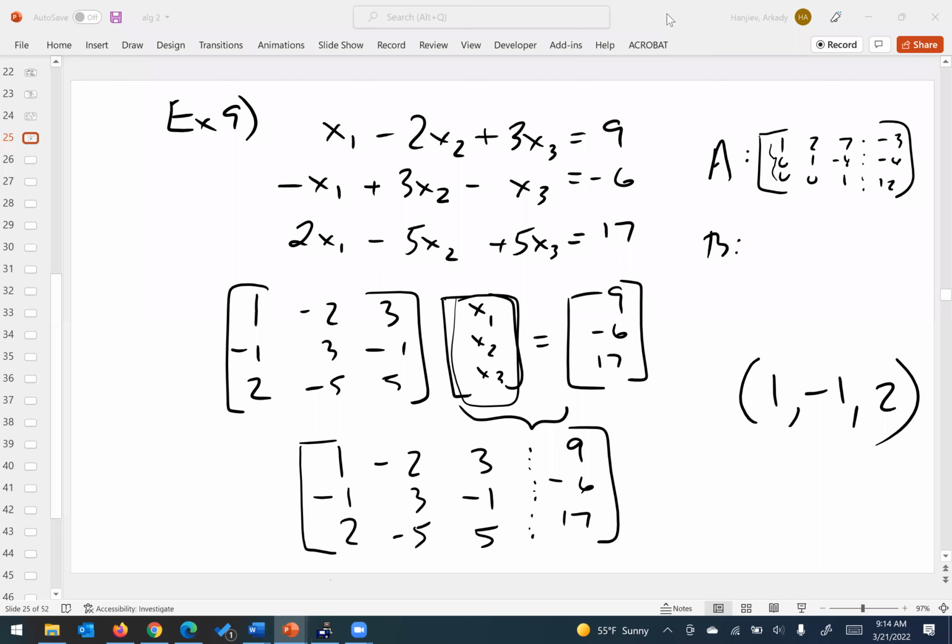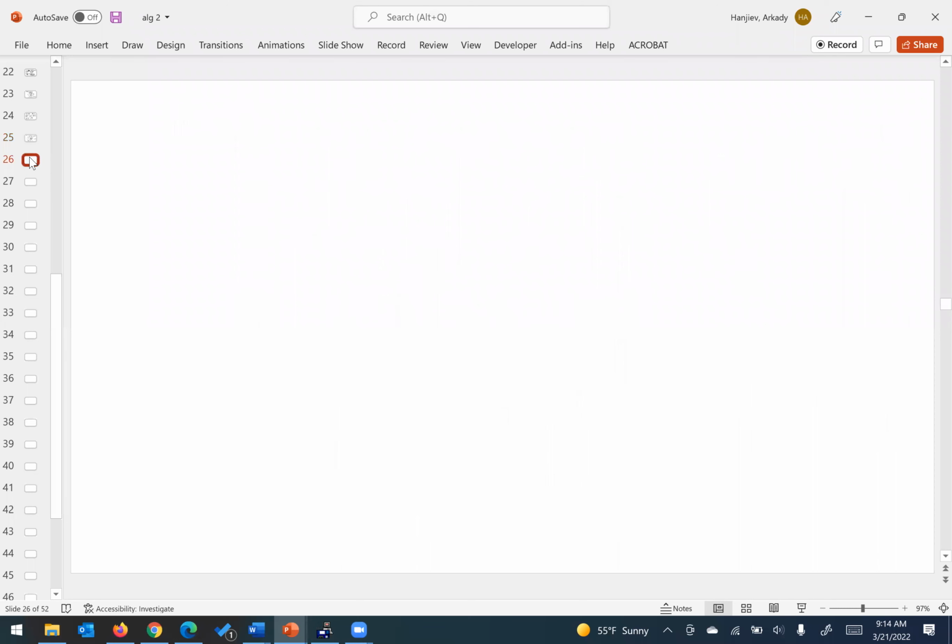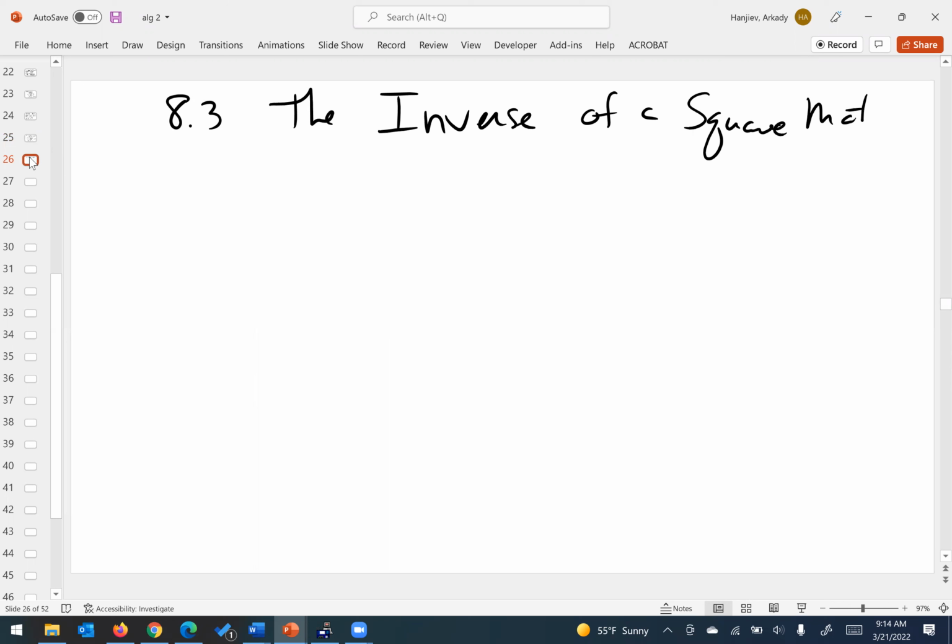All right, so that is the end of 8.2. We're going to jump to 8.3. It's called the inverse of a square matrix. Okay, so this whole concept of inverse, again, is something we're going to learn, and then use it towards a whole new branch of stuff. So what in the world is an inverse?